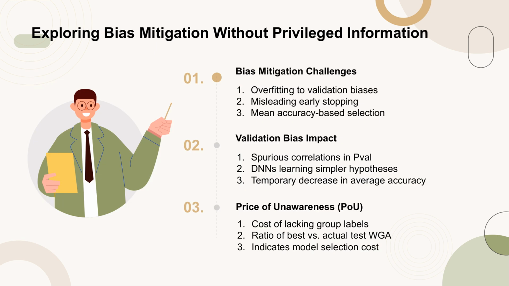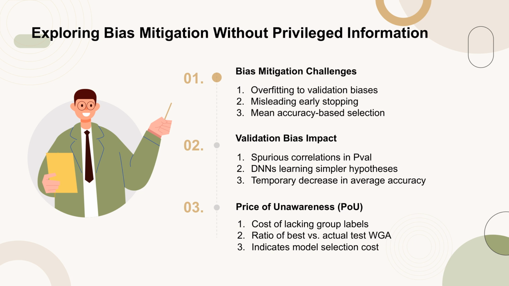The paper explores the challenges of bias mitigation without privileged information, such as group labels during training or validation. One major challenge is overfitting to validation biases, where the validation set mirrors the training set's distribution, leading models to exploit spurious correlations. Another issue is misleading early stopping, where deep neural networks tend to learn simpler hypotheses first, which can result in temporary decreases in average accuracy. These factors make mean accuracy-based model selection prone to rejecting models that generalize better. The paper introduces the price of unawareness, PO, a metric that measures the cost of lacking group labels for model selection. PO is the ratio between the best theoretically attainable test WGA and the actual test WGA when hyperparameters are selected based on mean validation accuracy.